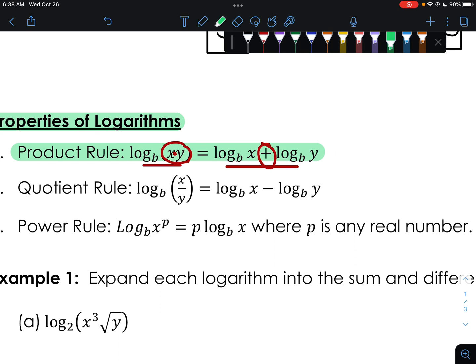The quotient rule says that log base b of x divided by y, so this is where there is a division, then I can split it up by subtracting. So addition and multiplication go together, and subtraction and division go together.